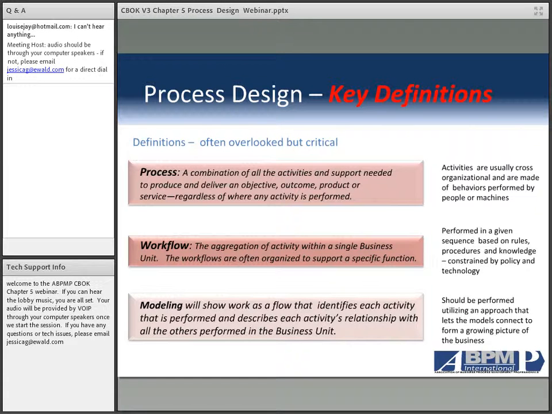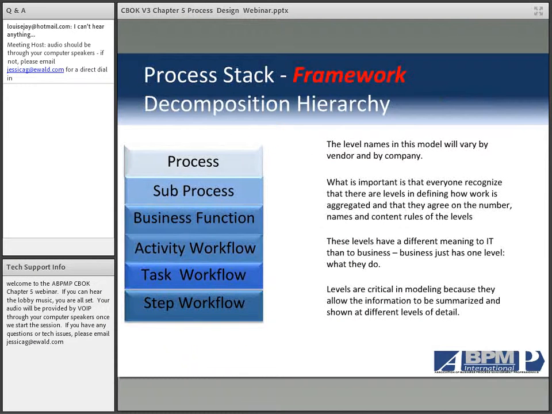What we like to see from the CBOK: A process is a combination of all the activities essentially needed to deliver a product or a service. Then a workflow is a piece of a project or a process down typically at the business unit level, where we start to then look at an aggregation of activities that ultimately support a specific business function. And then modeling is the flow of those activities. How do they relate to each other? What types of support do they have? What's the sequence? What are the timing issues? And a lot of those different types of things then start to come into play. So that's really the foundation for, first of all, the CBOK, and secondly, for this discussion today.